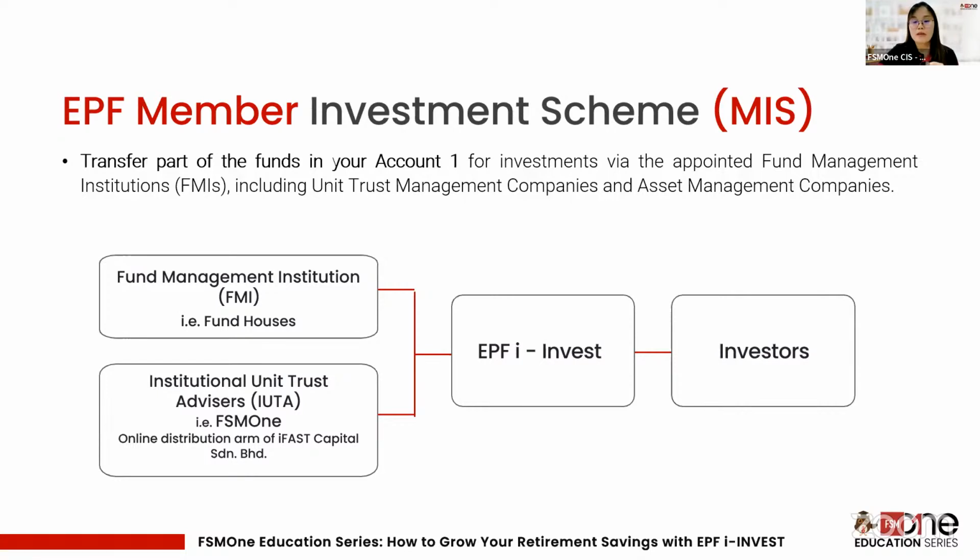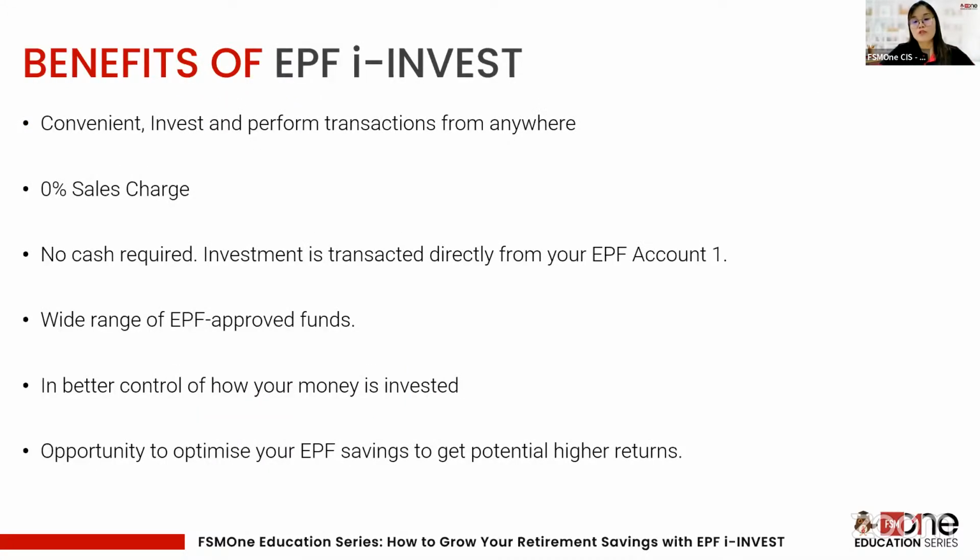You can choose the FSMOne platform to transact during your buy confirmation checkout, which I will walk through with you on the transaction steps in detail later. In terms of benefits of the EPF i-INVES, firstly, you will get to enjoy the convenience of purchasing unit trust funds online, anytime, anywhere. Secondly, the sales charge is 0%. The reduction in the sales charge means the EPF member can easily break even and make a profit in a short span of time. Next, the EPF i-INVES mainly invests from account 1. There's no cash required and you do not need to fork out extra money from your pocket.